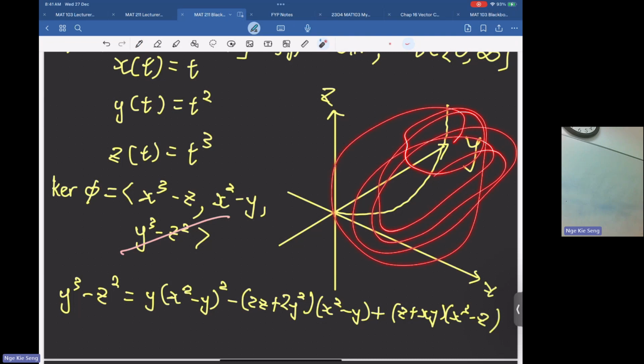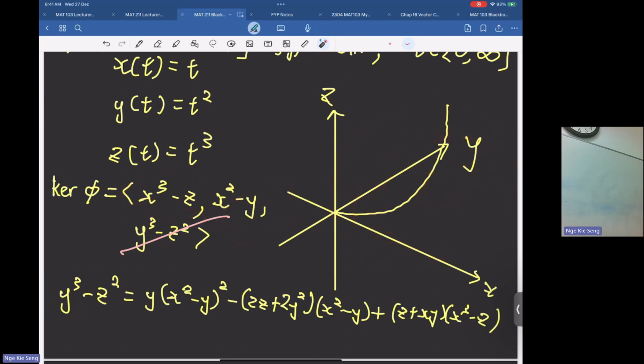This curve lies in the intersection of these two surfaces. That's why you kill these two polynomials inside your kernel. So this is the connection between algebra and geometry. We study the geometry using ideals, using algebra. If you're going to learn more, this is in algebraic geometry. We study geometry using ideals, and this is phrased in very modern terms, which is category theory.